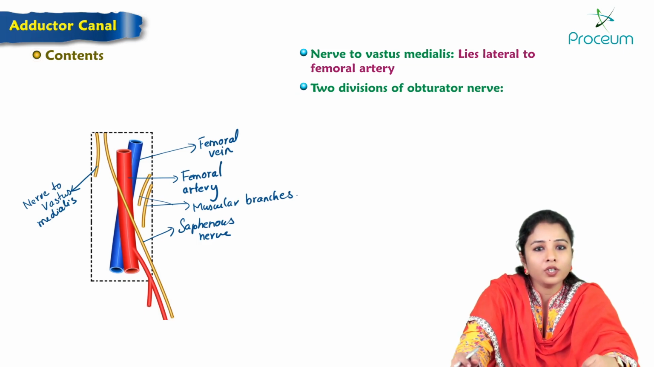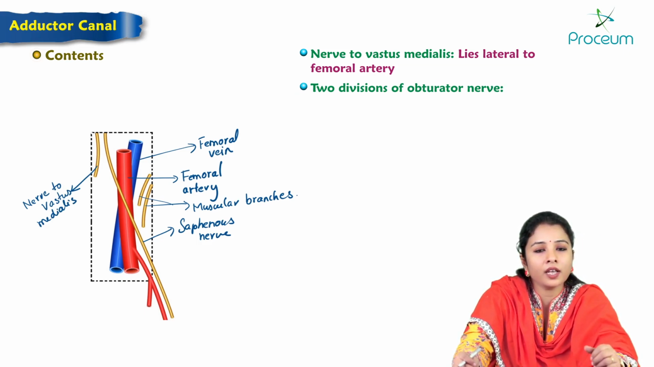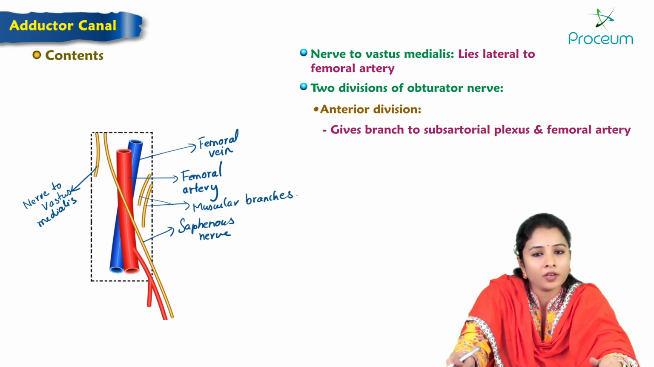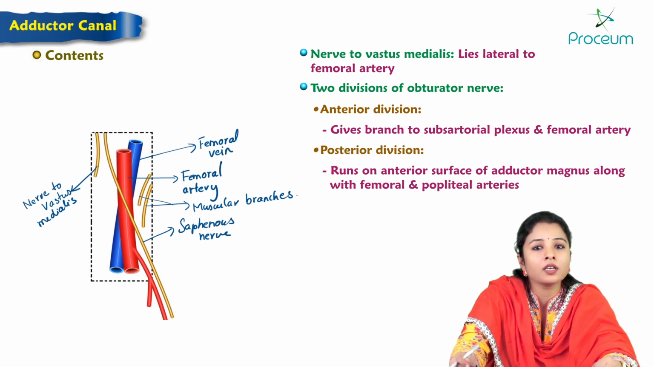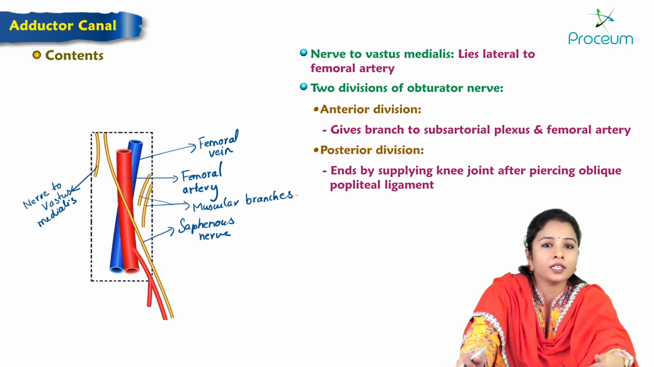Two divisions of the obturator nerve are also seen, anterior and posterior. The anterior division gives off a branch to form the Subsartorial plexus, which lies along with the femoral artery. The posterior division of the obturator nerve runs on the anterior surface of the adductor magnus along with the femoral and popliteal arteries and ends by supplying the knee joint after piercing the oblique popliteal ligament. These are the contents of the adductor canal.